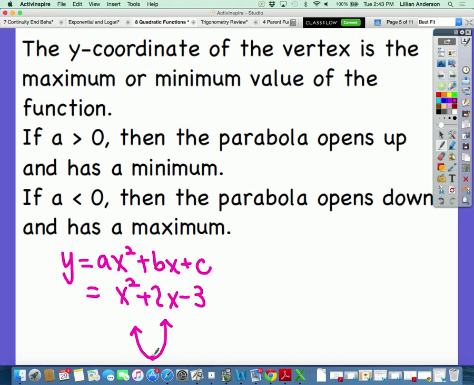With a being greater than 0 or less than 0, is there a difference between relative and absolute? It will always be absolute because it's quadratic. Yeah, exactly. It will always be absolute because we are dealing with a quadratic.